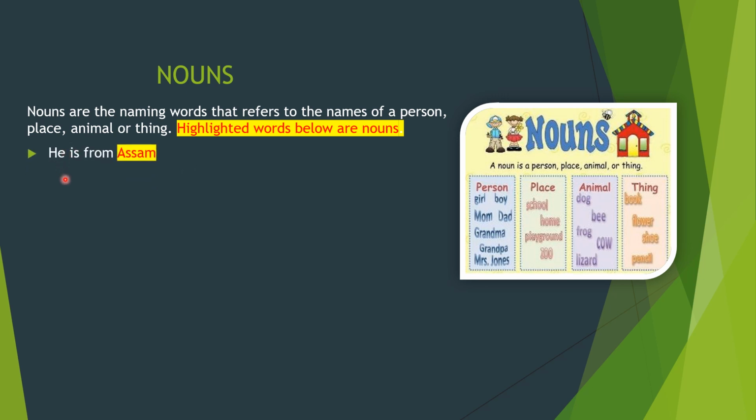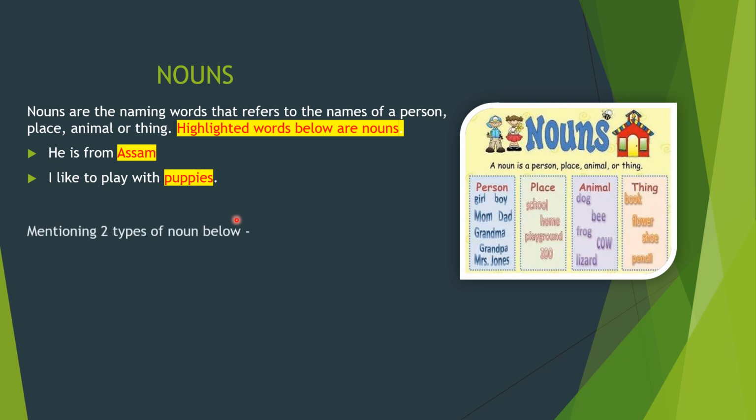For example, he is from Assam. Now Assam is a place name. As you can see, it starts with a capital letter. So what can you interpret from this? Since it is a capital letter, this is a proper noun. Now, I like to play with puppies. Puppies is a common word for all the babies of a dog. That's why it is a common noun.